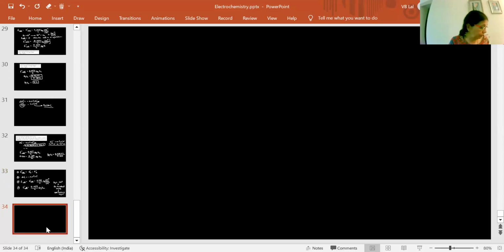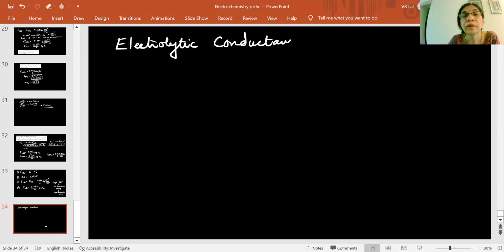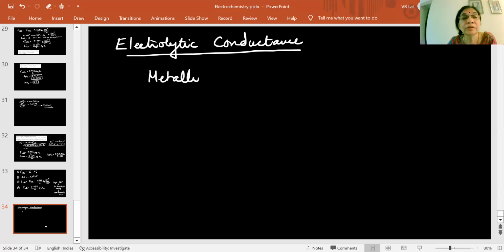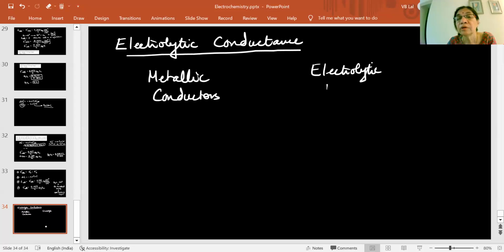Okay. Now we will start something else. Now we will start the next part of electrochemistry that we have to learn. That is electrolytic conductance. Now here what we have to first understand is the difference between metallic conductors and electrolytic conductors. Two types.